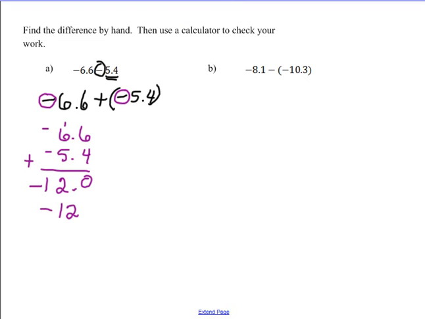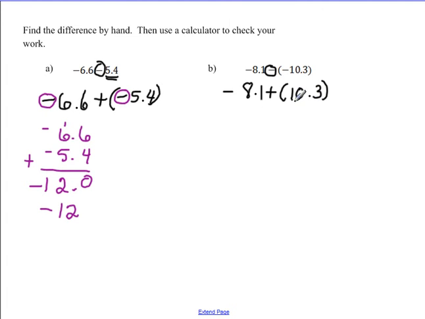On our second problem, negative 8.1 minus negative 10.3. So negative 8.1, so instead of thinking subtract, we're going to think add the opposite. The opposite of negative 10.3 is just plain old 10.3, positive 10.3. So now if I'm going to add these two numbers, because their signs are different, this is a negative 8.1, this is a positive 10.3.